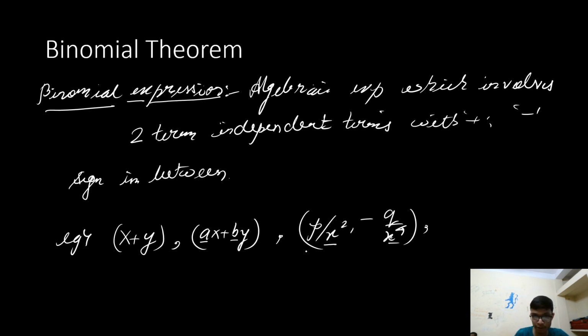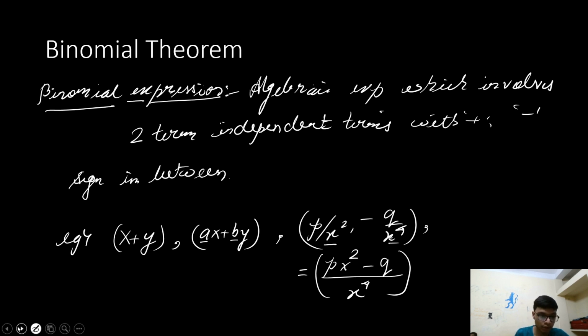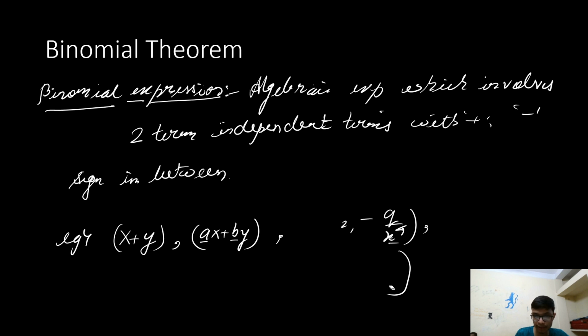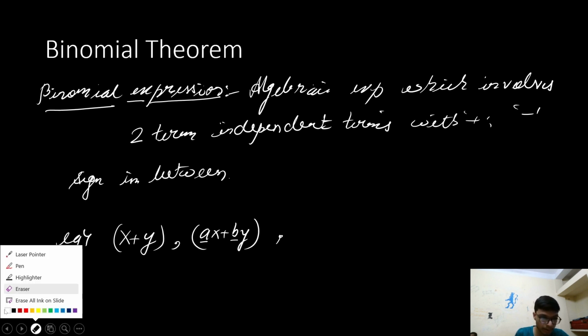But in this particular scenario, if we take p by x square minus q by x to the power 4, we can club these terms: taking x to the power 4 as the denominator, we write the expression as (p x square minus q) by x to the power 4. So we can club it as a single term. Therefore this example doesn't fall into the category of binomial expression. A binomial expression implies two independent terms which cannot be clubbed to form a single term.